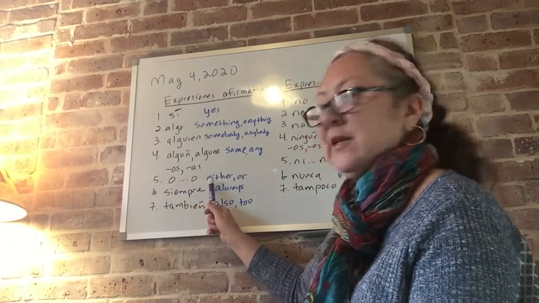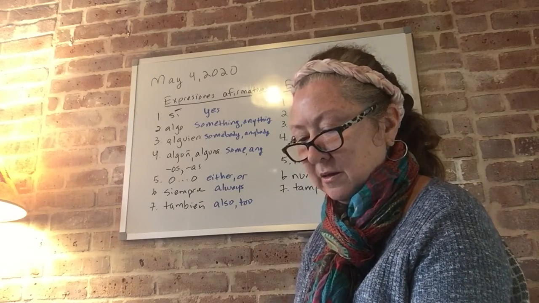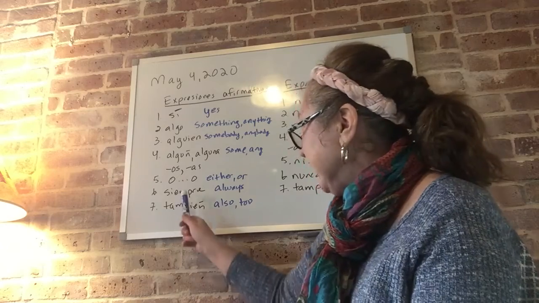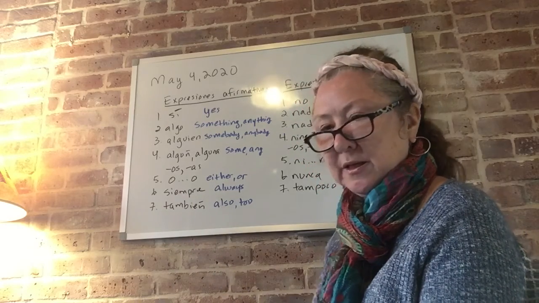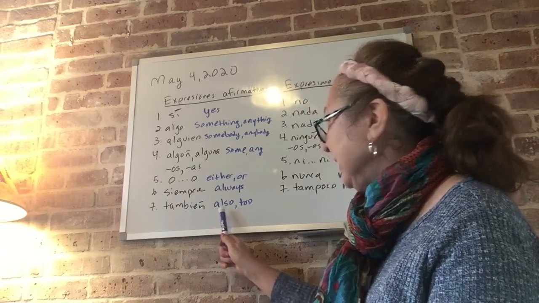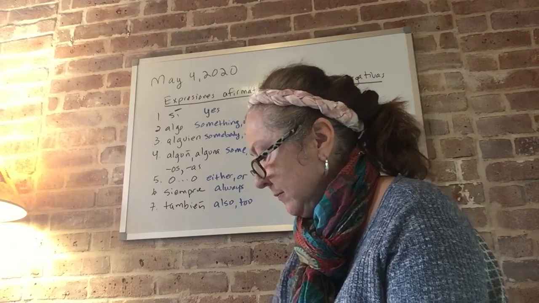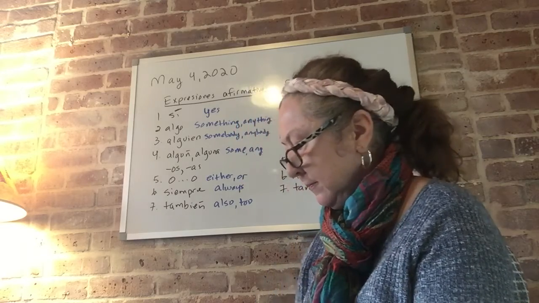O, o is either, or. Siempre is always. And también is also and too. Okay, so we're going to do the negative words now.